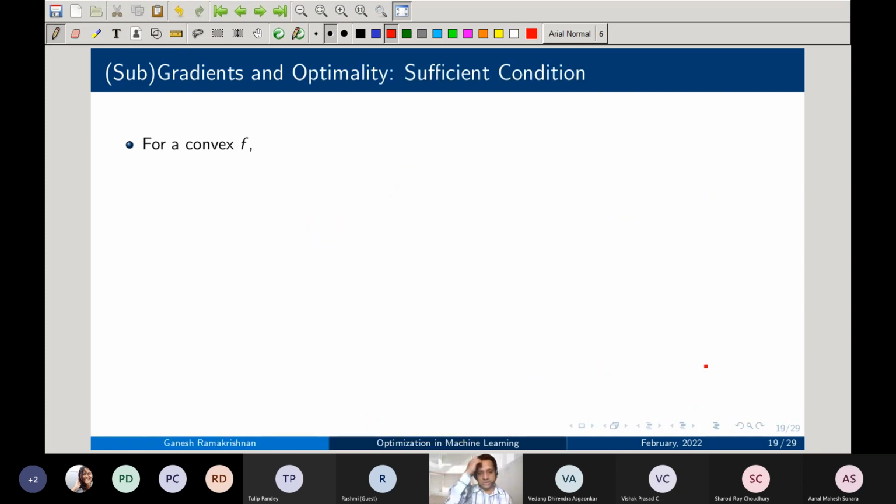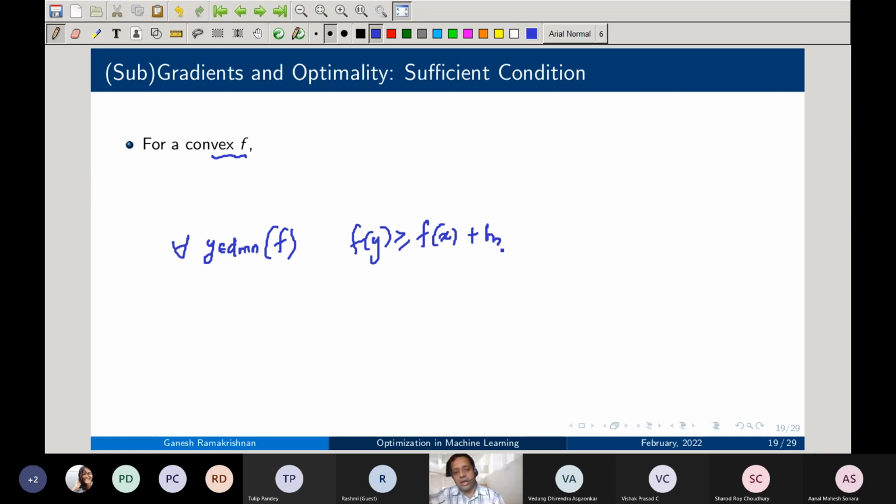So let's actually show this formally. For a convex function f, the moment you say convex function, it has a subgradient. So the moment I say convex, I take the liberty of writing down my subgradient-based inequality: for all y in the domain of f, f of y is greater than or equal to f of x plus h_x transpose (y minus x).